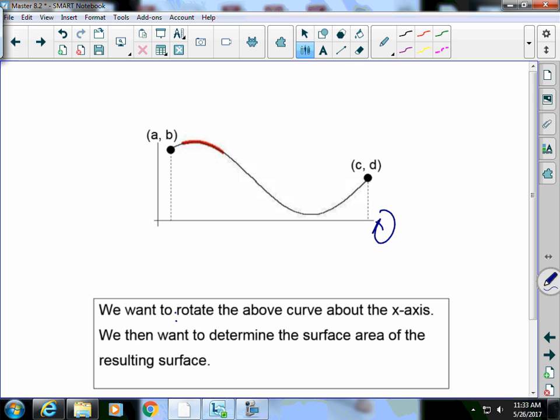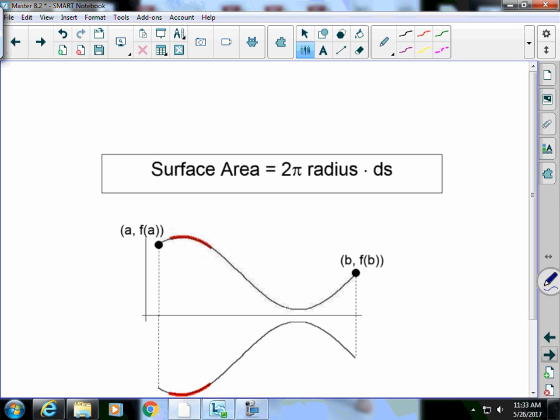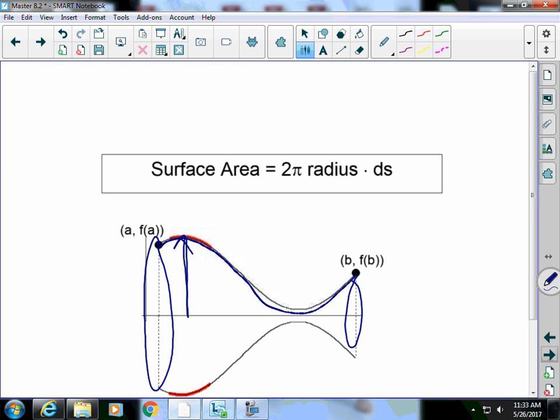Something that looks like this, and just the surface area is what we're looking at. So here's a better depiction of it. We say the surface area is 2 pi the radius. And the radius in this instance is from here to here, correct? And that would be the function itself times ds. And the ds is the arc length.